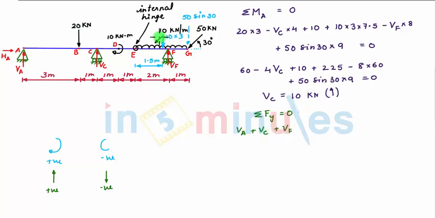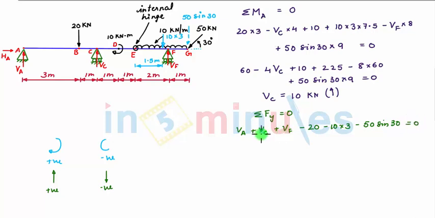Then we consider all the downward forces acting on the beam. So first is 20 kN load. Next we have this UDL of magnitude 10 into 3. Next we also have this downward vertical component of this inclined load, which is 50 sine 30, and summation of all these vertical forces is equal to 0.